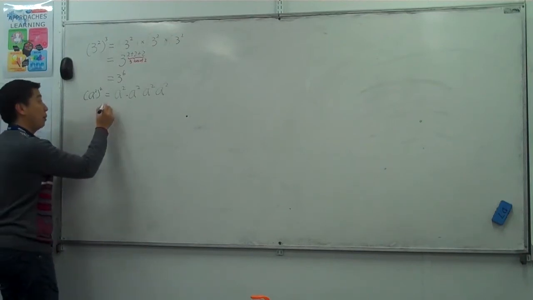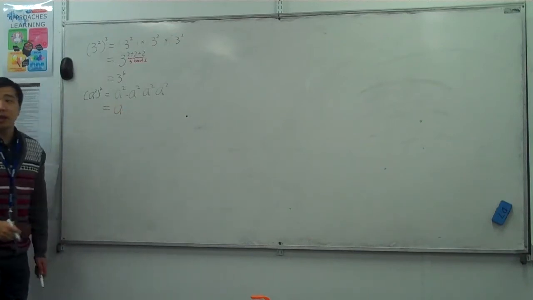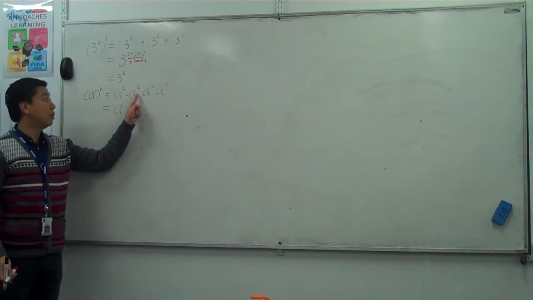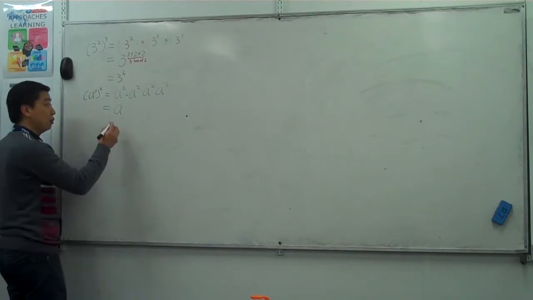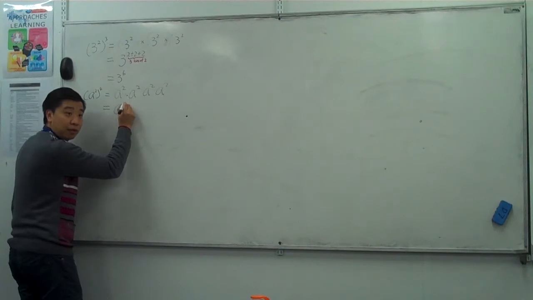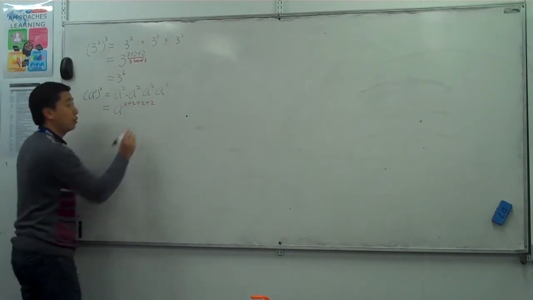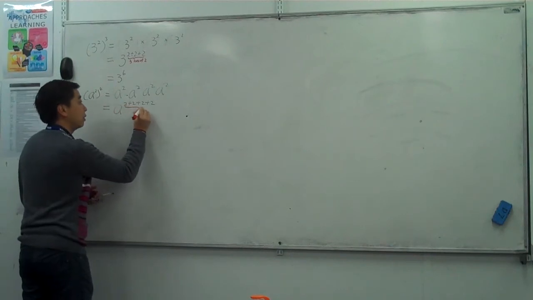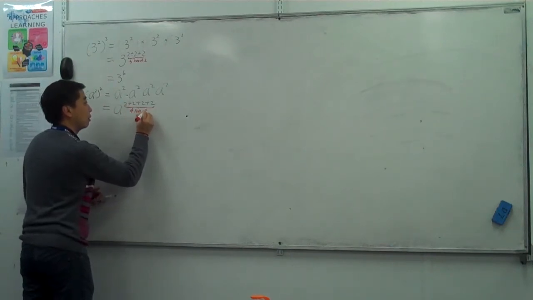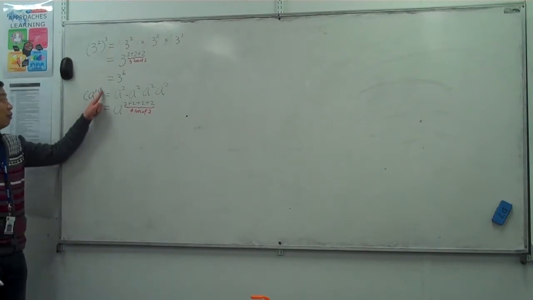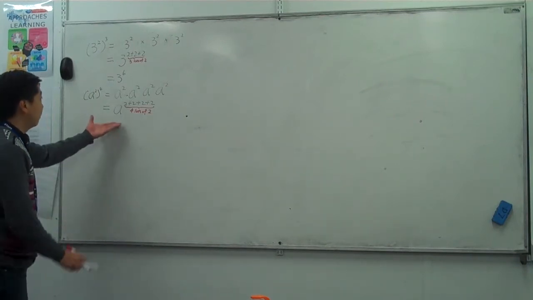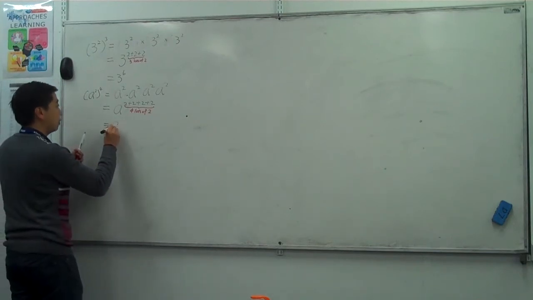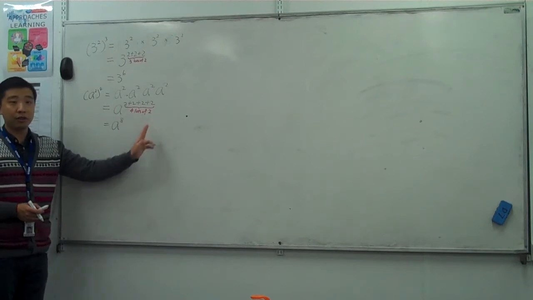Now, everyone, please use the index law. Same base, multiplication. What do we do for the power? Add them together. Very good. So what do I have to write on the top? How many 2s? Lots of 2. So you have 4 lots of 2. Good. Now, the answer is a to the power of 8, because you have 4 lots of 2.